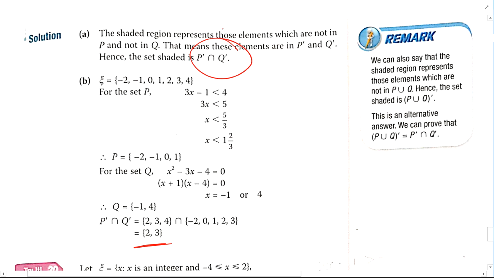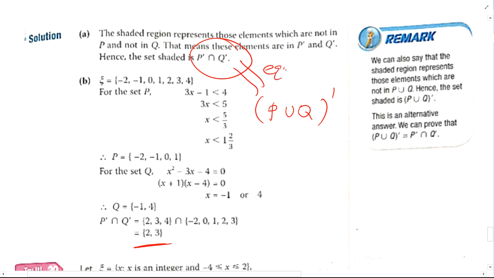Or this is another way for them to represent the shaded part. They call it complement P intersect complement Q. But you are absolutely right to call it P union Q complement. These two are equivalent. Okay?